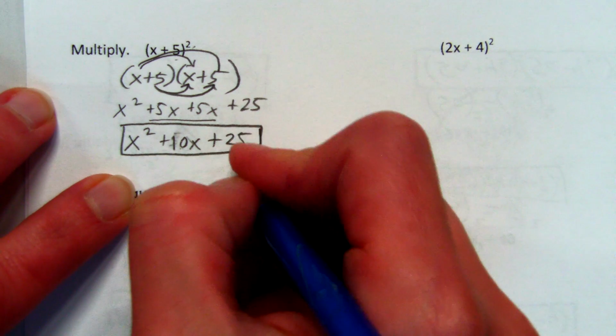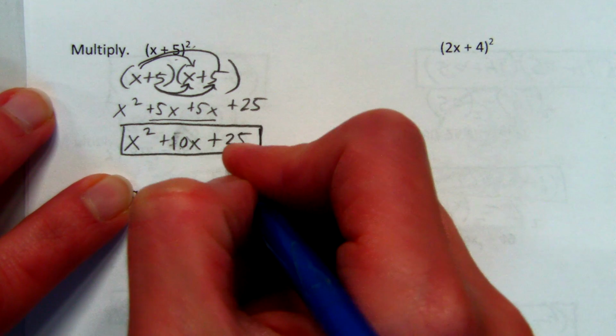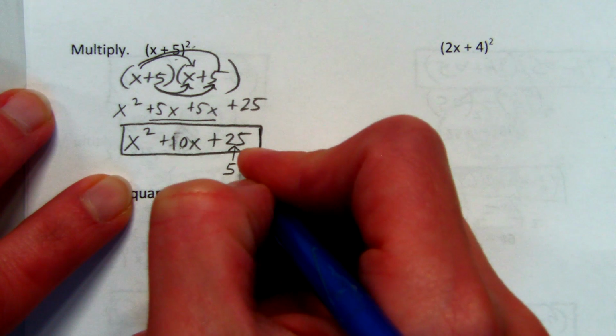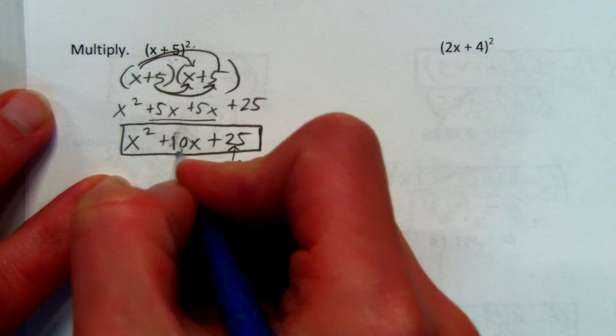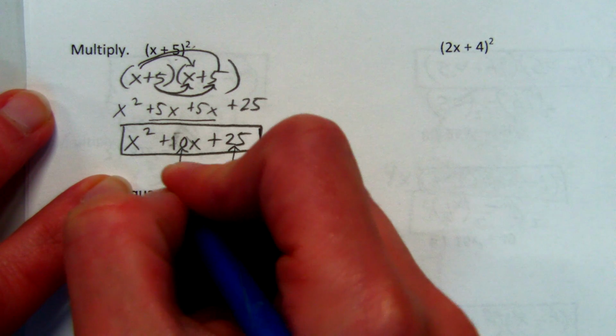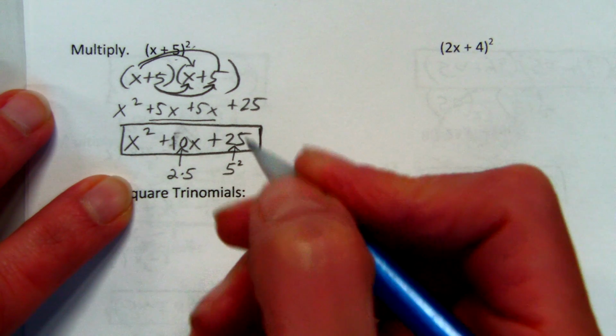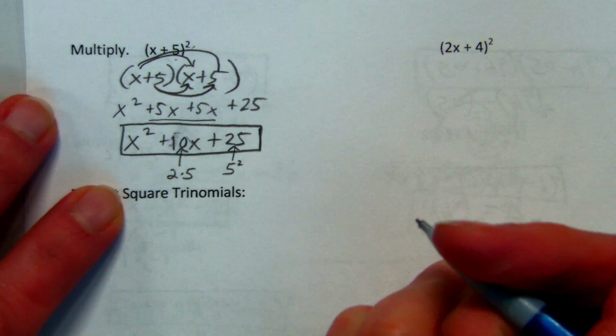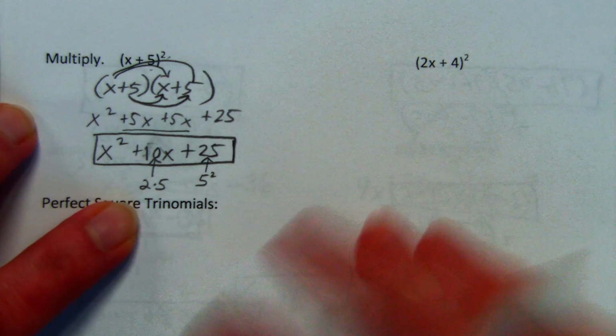So this one's pretty easy. The 25 is 5 squared, or 5 times 5. And then the 10x is 2 times 5, or you could think of it as 5 plus 5, either way. So that's the pattern that we see with this first one.